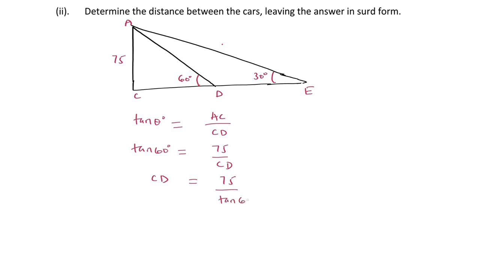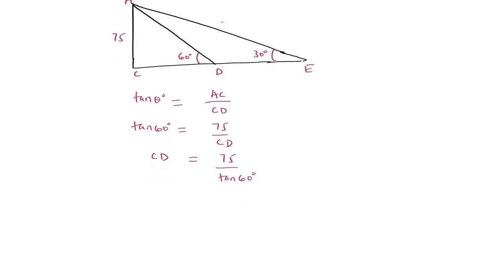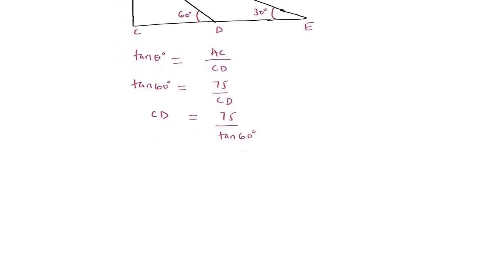We are going to have CD equals 75 over tan 60 degrees. Okay, so from the table, tan 60 degrees equals 1.732. Let us apply this value into our equation. We are going to have CD equals 75 over 1.732. Solving this, we are going to have CD equals 43.3 meters.